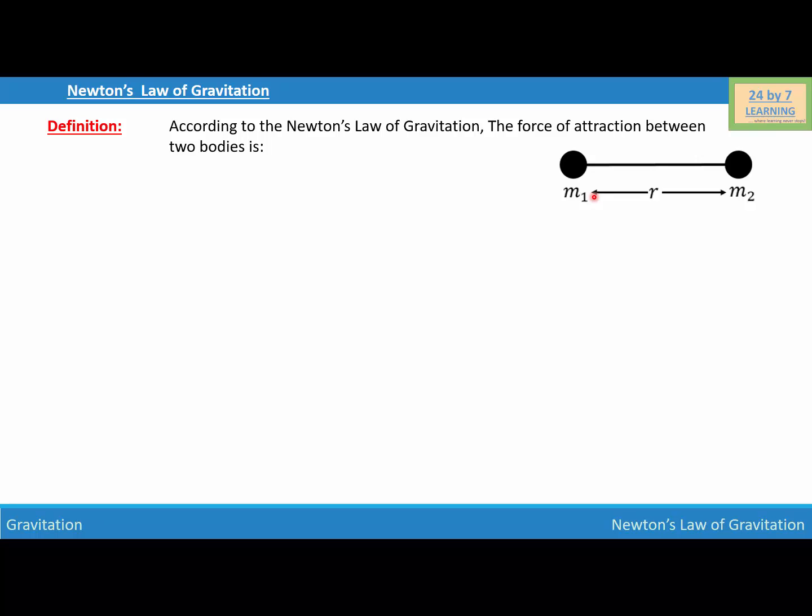And if I consider that situation, then the first point is that the force of attraction between two bodies is directly proportional to the product of the masses of the bodies. Now let's write the mathematical expression. F is directly proportional to m1 times m2, and this is my equation 1.